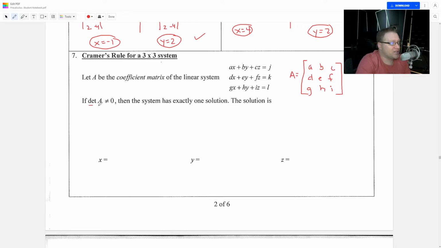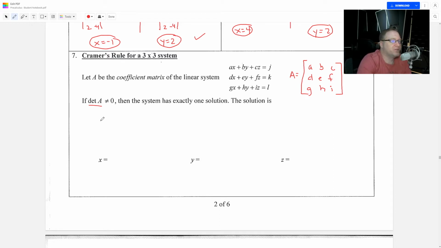Now, if we take the determinant of this, as long as it's not equal to 0, then we know that this has a solution, that we can find the x, y, and z. It has exactly one solution, and we can find that solution in a certain way. Now, this gets a little bit tricky, so pay attention.